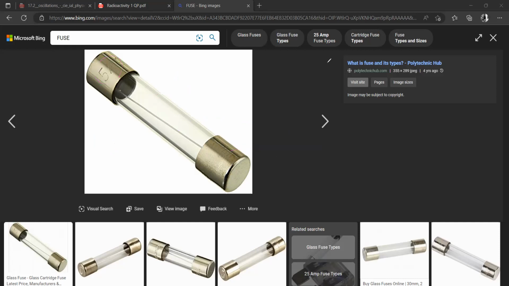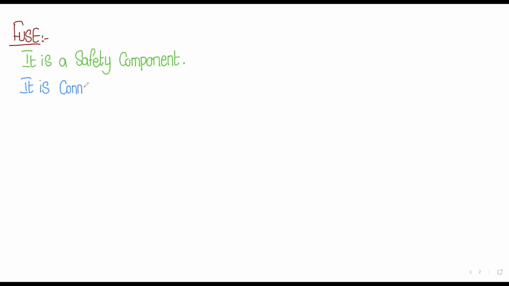So if we write about the fuse, we can write like this. It is a safety component in a circuit. And the second important point, it has a range, it has a limit. It also has a limit of current.